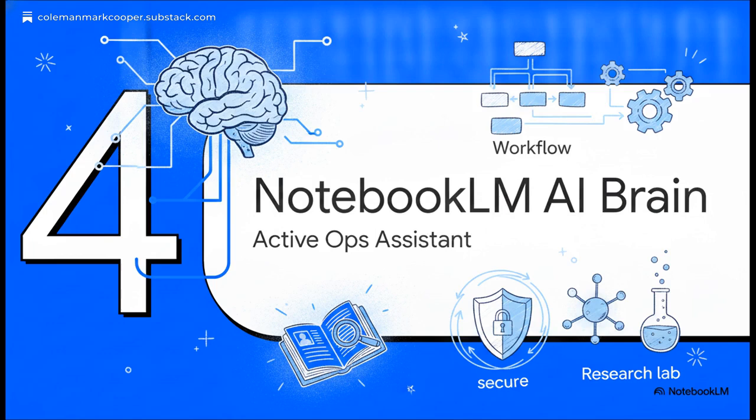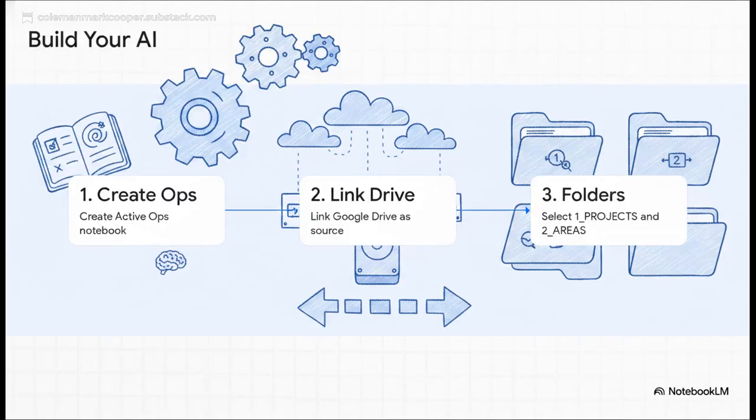Section 4. Building your AI brain with the NotebookLM workflow, acting as your active operations assistant. Building this AI brain is surprisingly easy, taking just 3 steps. First, you spin up a new notebook in NotebookLM and call it ActiveOps. Second, you link your Google Drive as the data source. And third, actually scratch that, this is absolutely crucial, you only select your 1_projects and 2_areas folders. These exact steps guarantee NotebookLM only draws from your current active work.